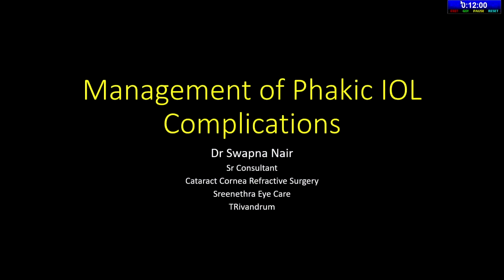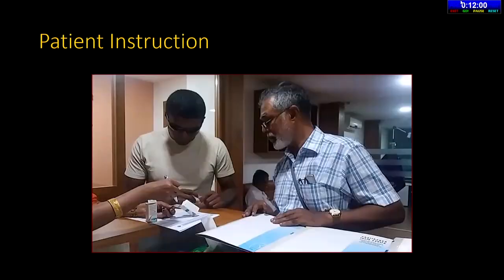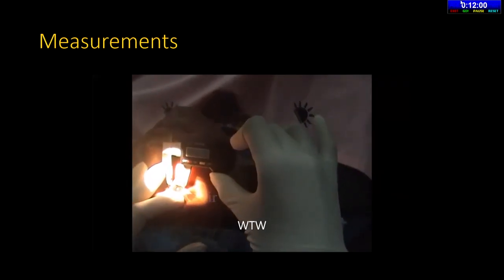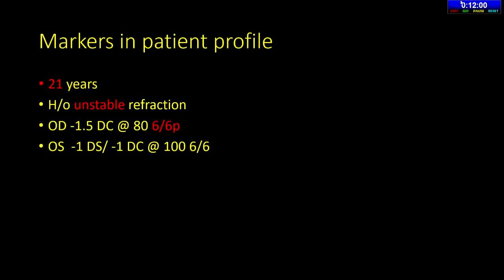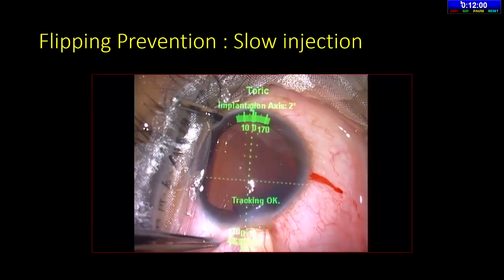So we'll just briefly go through how to manage phakic intraocular lens complications after the laser vision correction complications. Now, as I had mentioned earlier, counseling, measurement, and ruling out unstable refraction are very important.